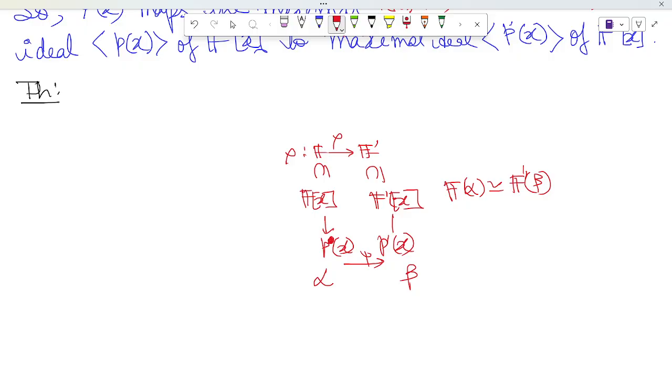Okay. Actually, what does it mean? If I apply this and get another field f dash beta, then the two are isomorphic, where alpha and beta are the roots of p[x] and of p dash x, where p and p dash we get by this thing. Okay, it is a very easy thing to prove.